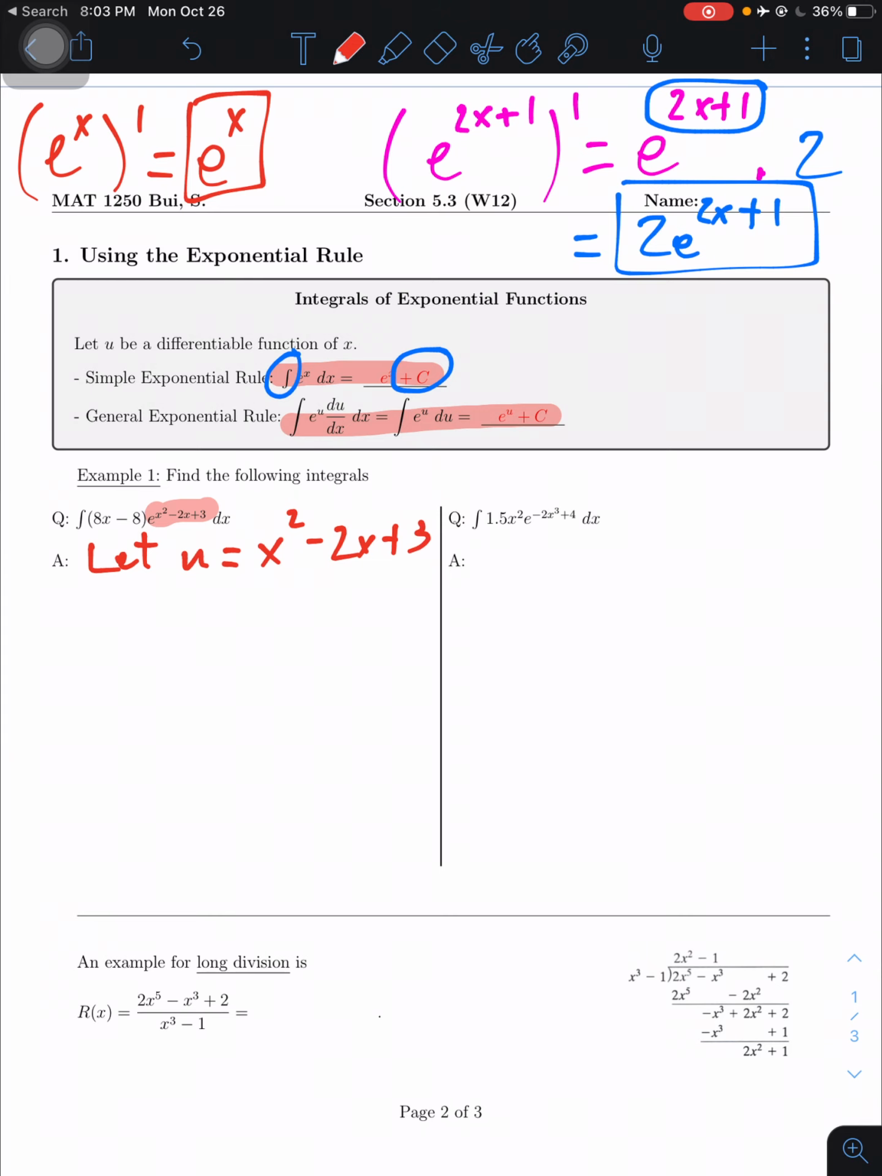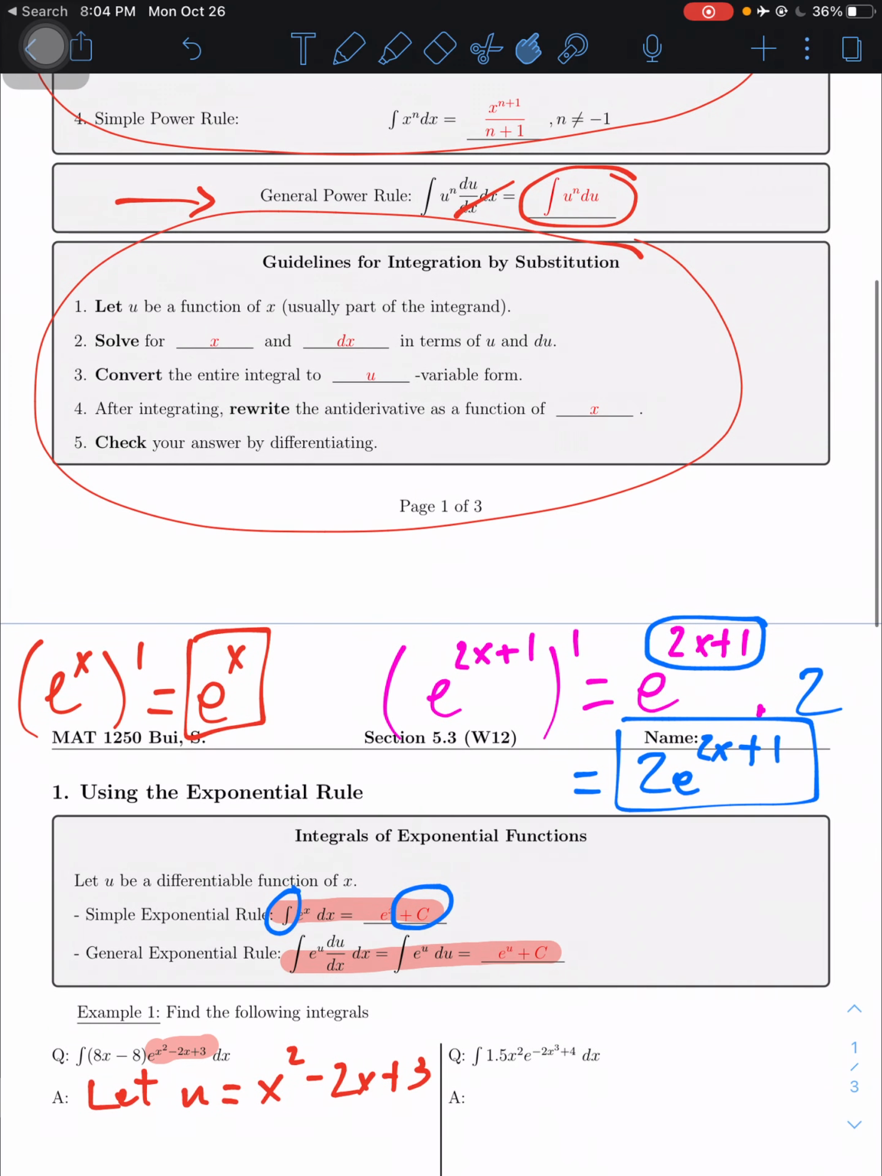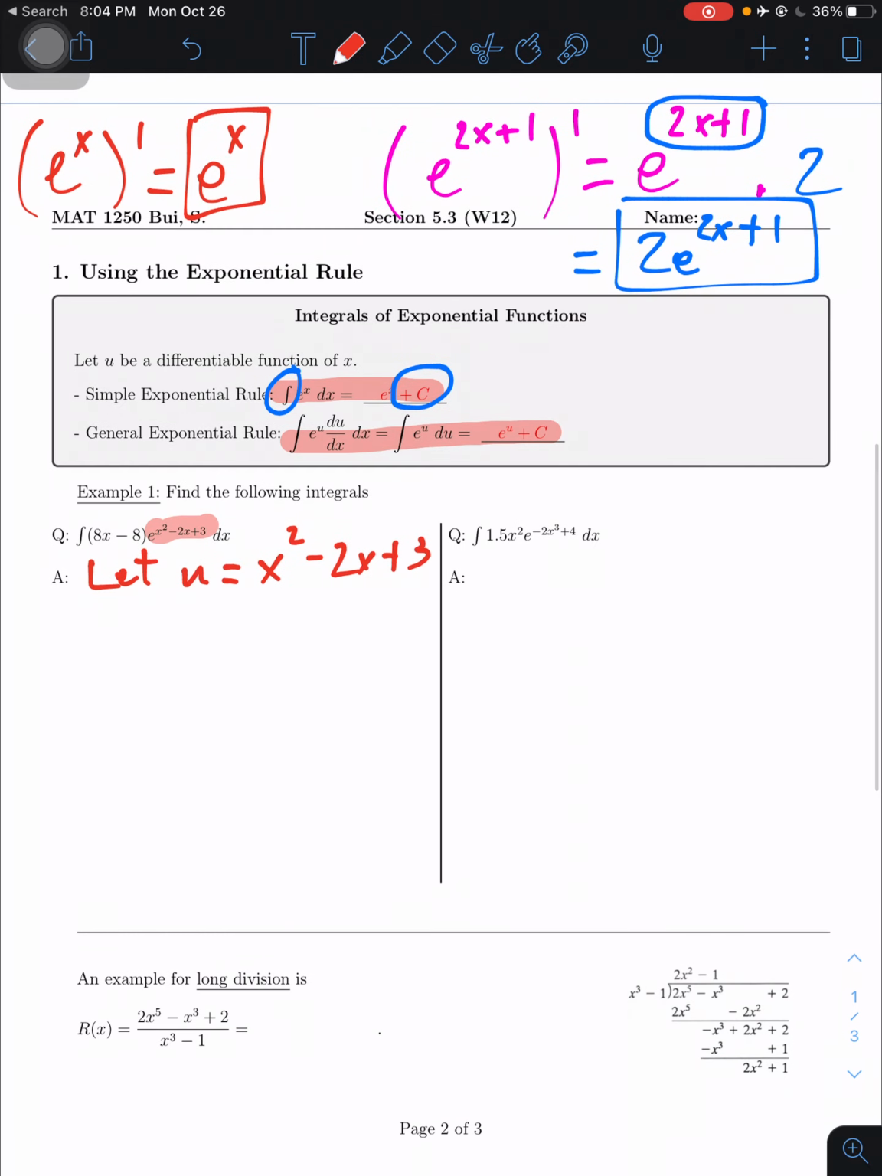If you remember the guideline here, I got u already, so step 1 is done. Step 2, I have to solve for x, and then after that, I have to solve for dx. So let's go ahead and do it really quick in here.